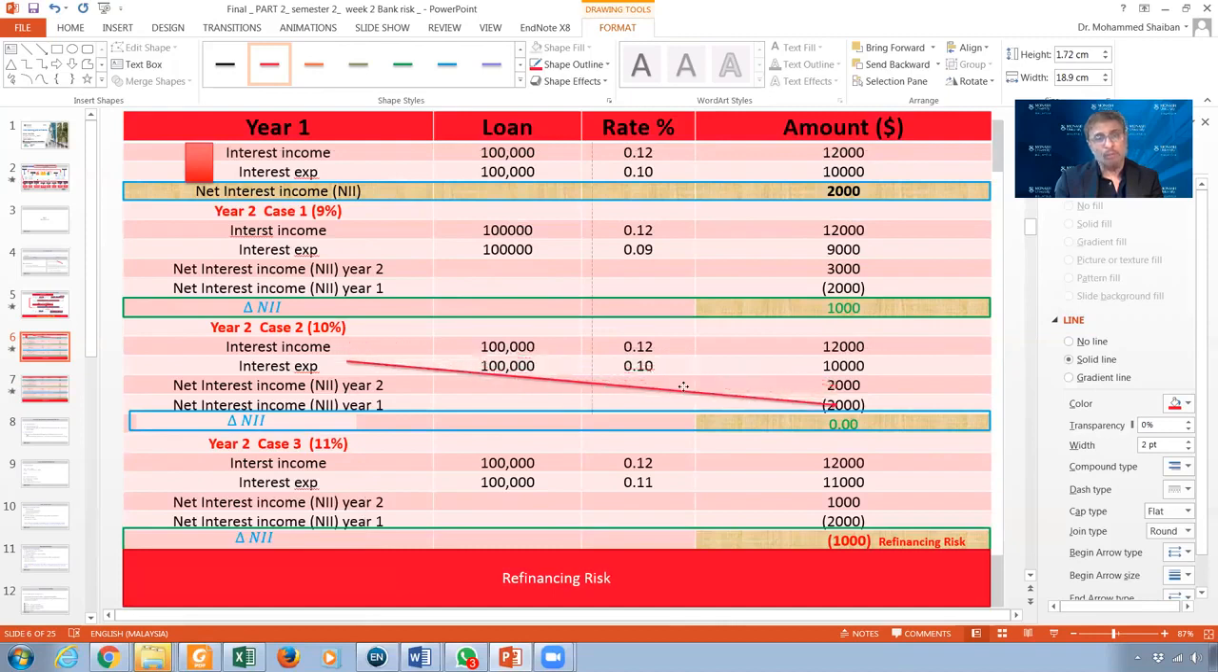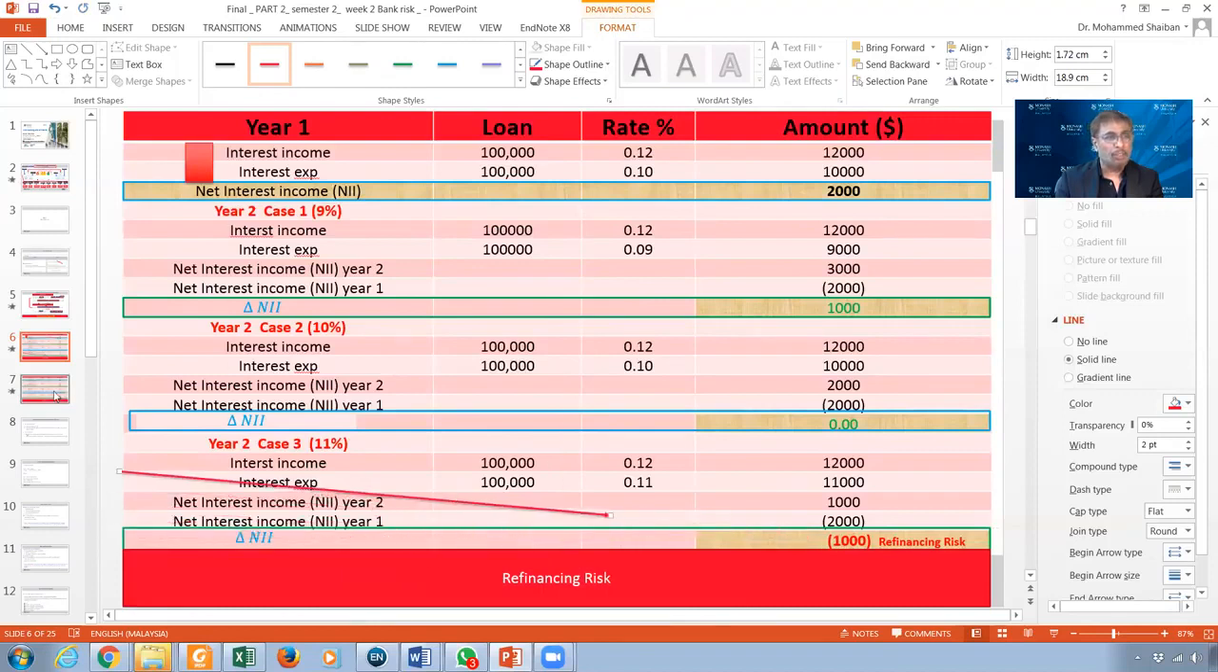I used to get for the first 12,000 to 2 million. So the impact is 0. I'm indifferent. Now in the third case, I'm only getting now 1 million. I used to get 2 million. There is a drop in my net interest income of 1 million, which means the change in net interest income is 1 million. This is my risk, which I call refinancing risk.